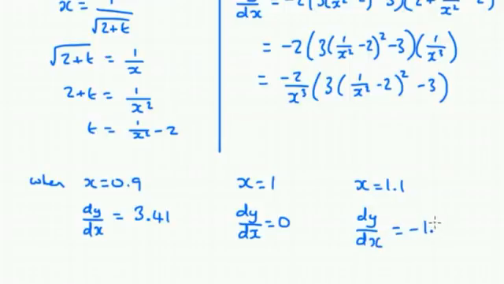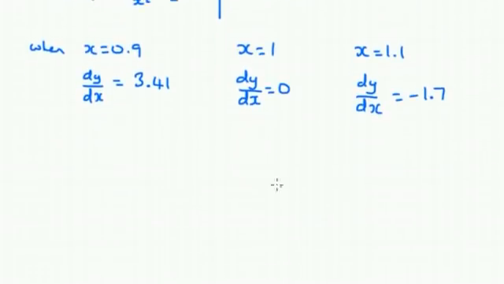So the fact that that's negative and that at 0.9 it was positive tells us that, if you think about it, our 0 gradient at 1, at 0.9 we've got a positive gradient, and at 1.1 we've got a negative gradient. Obviously this would be a curve, but that's what we're getting, and you can hopefully see that we have a maximum point.